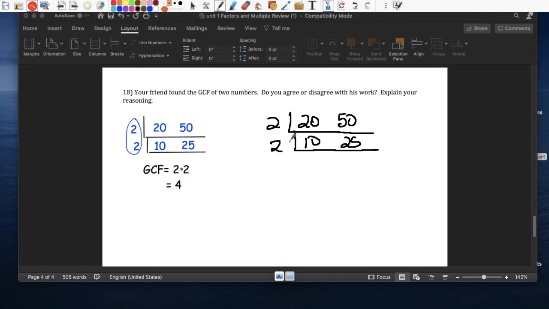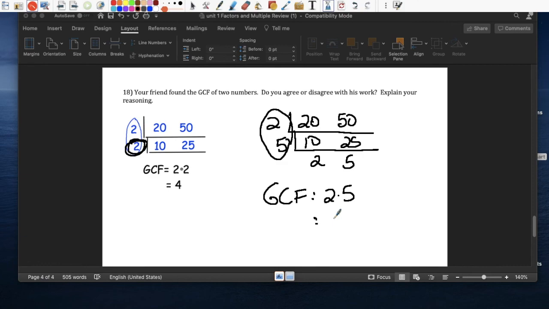And then he chose 2 again. I don't know why he did that, because 2 goes into 10, but 2 doesn't go into 25. So I don't know why he put this 2 here. So I am going to question it. There's something wrong there. If we do it right, the next number should not be a 2, but it should be a 5. 5 goes into 10 2 times, and 5 goes into 25 5 times. We want the GCF of 20 and 50, which is 2 times 5, and the GCF is 10.